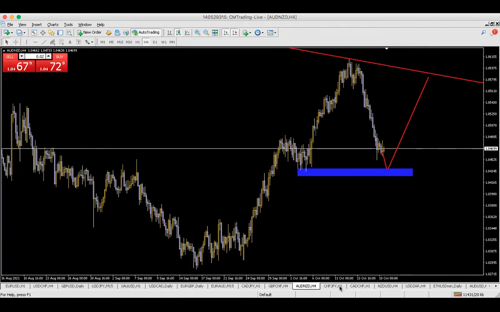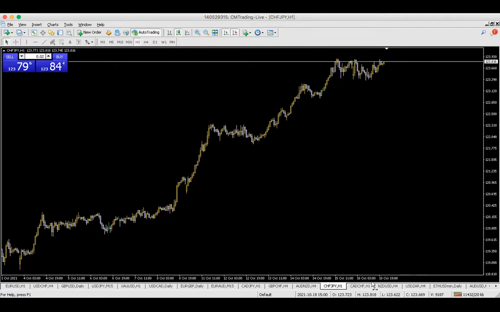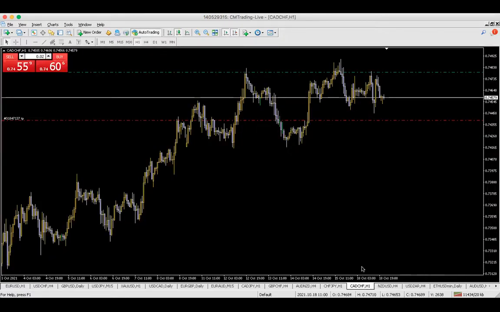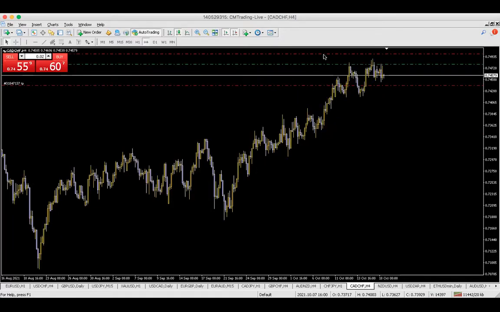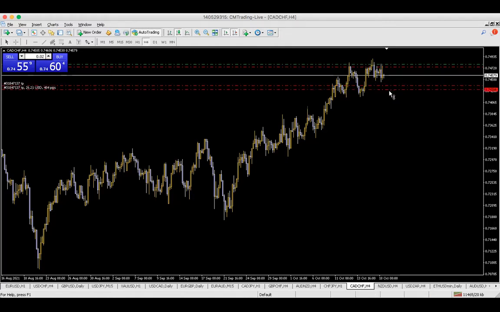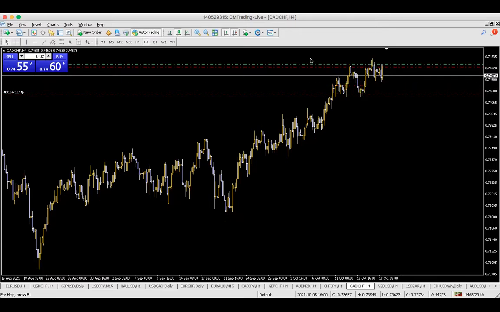So CHF JPY, CHF is a sell order that I opened here. Okay, cool. So this order was opened on Friday. It's in the sell. I can extend my take profit on this one just a little bit.